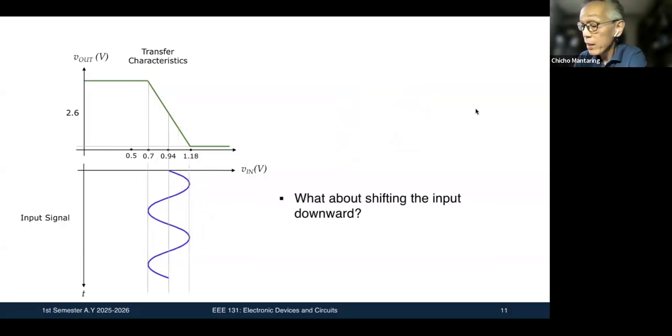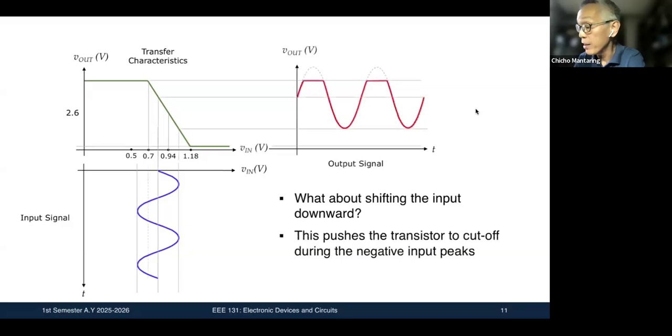In the same manner, if I decrease the DC component of my signal, I will clip here, on the negative portion. It's going to look like this. This pushes the transistor to cut off during the negative peaks, so again it will clip here. Again, that reduces the peak-to-peak value of the signal that I can amplify.